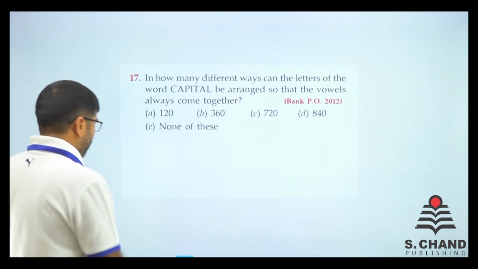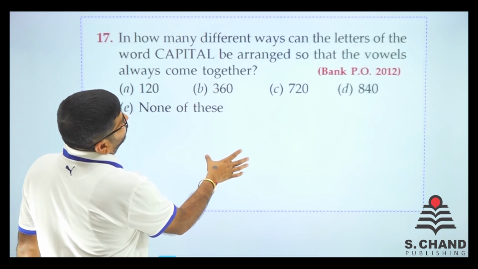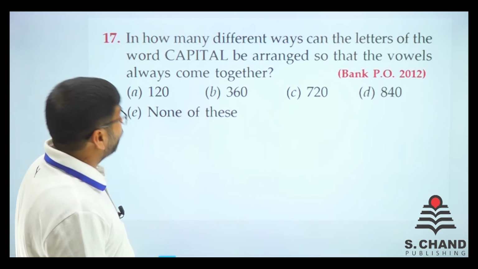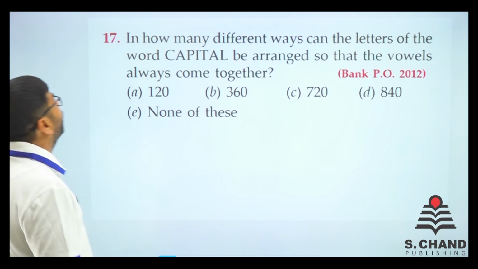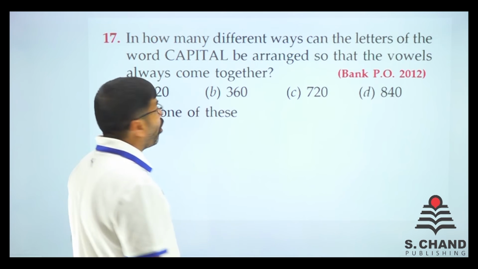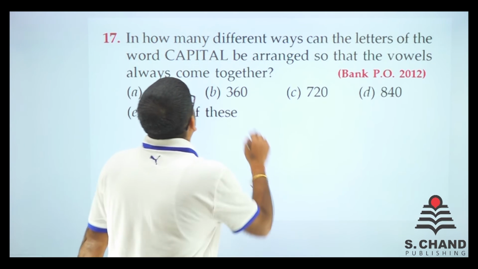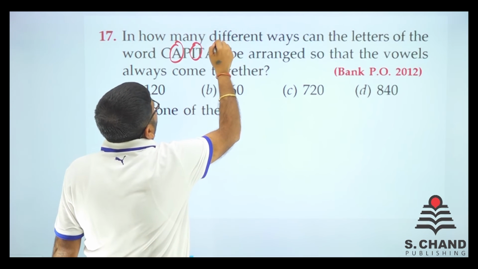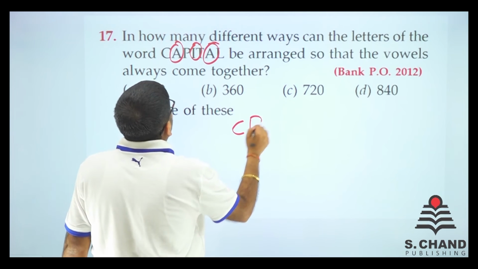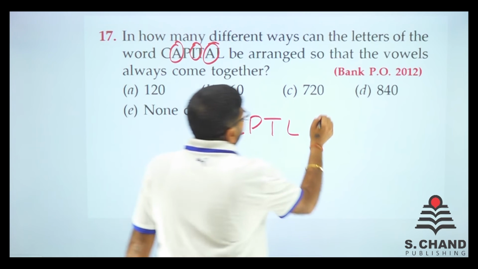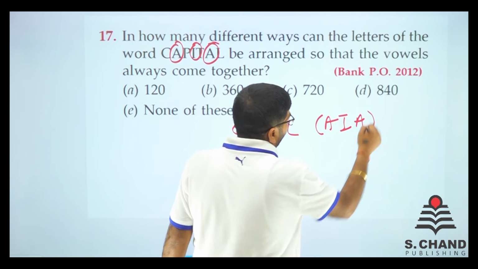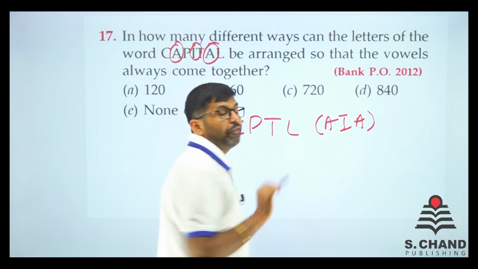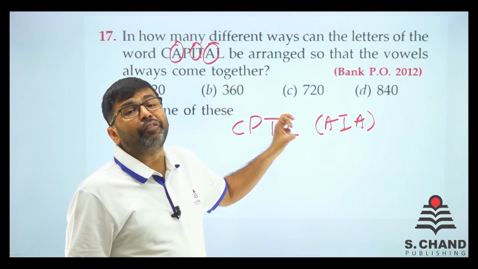We have Bank PO question 2012 and I guess now that the questions will be of similar types. In how many different ways can the letters of capital be arranged so that the vowels always come together? See how many vowels are there? We have A and I and A. So we have C, P, T, L remaining and then A, I, A clubbed together, right? So CPTL is 4 and that one is 5. We have total different 5 letters.